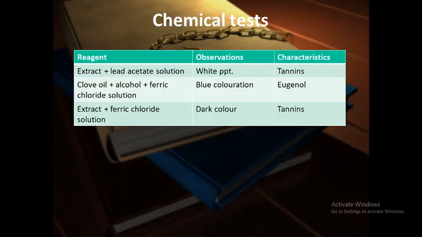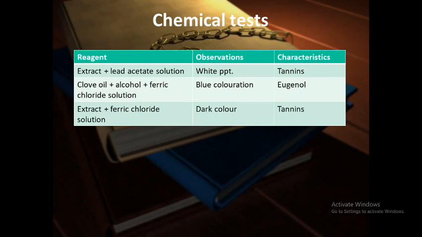Just see the chemical tests for the clove. So the hydrolyzable tannins in the clove bud are basically detected by using the lead acetate solution. So clove extract, when treated with the lead acetate solution, a white precipitate is formed due to the presence of hydrolyzable tannins in the clove bud.